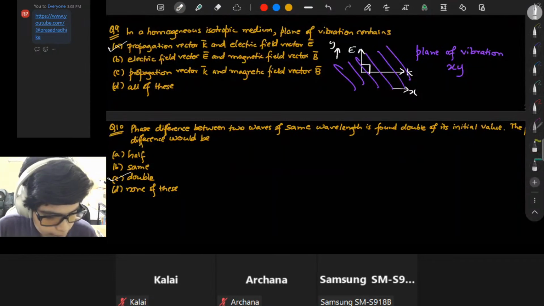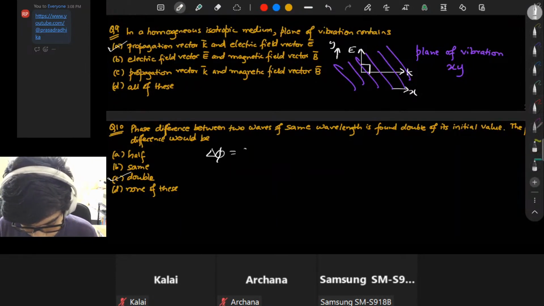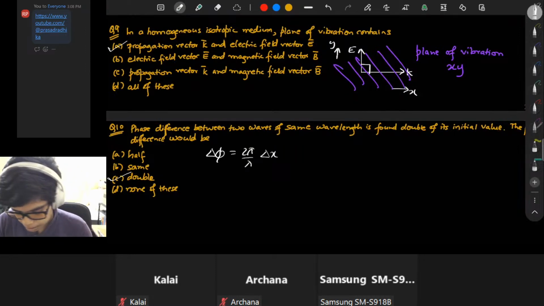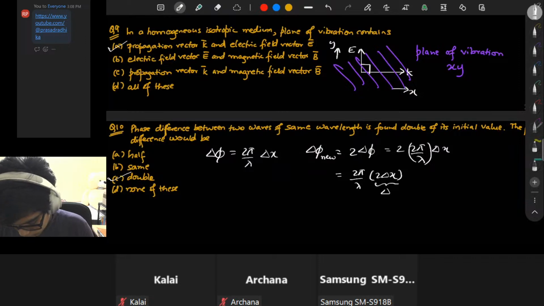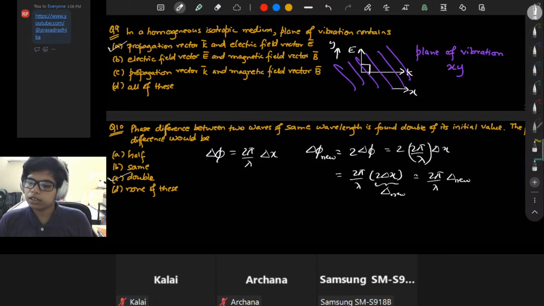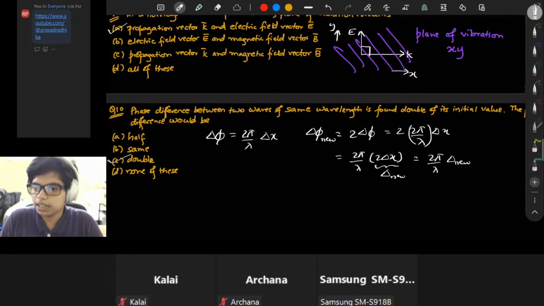So if I represent my phase difference by delta phi, so delta phi is 2 pi over lambda times delta x, where delta x is my path difference. So we have the new phase difference, which is 2 times the old phase difference. So 2 times 2 pi over lambda times the old path difference. And this is 2 pi by lambda times 2 delta x. So this 2 delta x is my new path difference. So the new path difference is 2 times the old path difference.